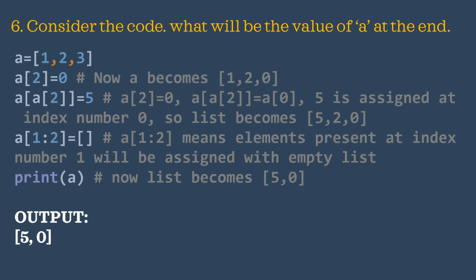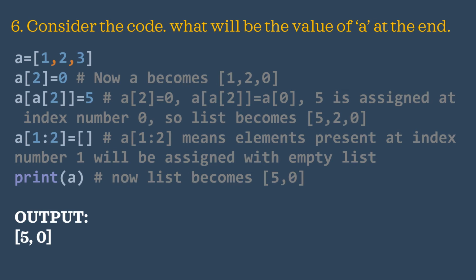Now consider the code. What will be the value of a at the end? I can see initially the value of a is 1, 2, 3. This is a list type of variable. Then we are assigning a of 2 is equal to 0. That means we are assigning 0 at index number 2. So now the list becomes 1, 2, 0.